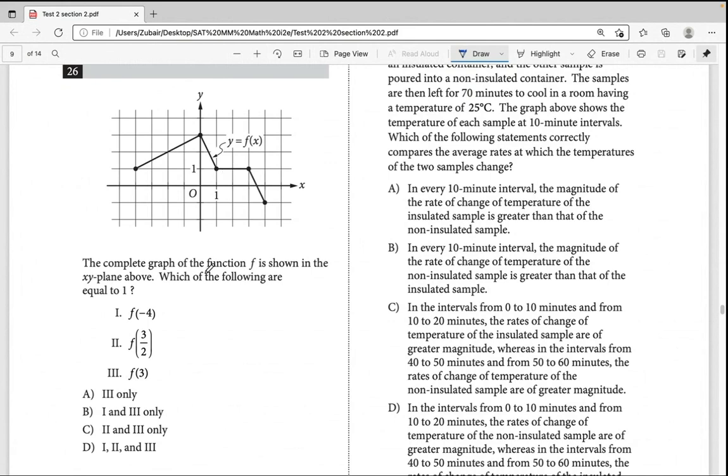The complete graph of the function f is shown in the xy plane above. Which of the following are equal to 1? F of minus 4 equal to 1. Yes. F of 1.5. Yes. F of 1, 2, 3. Yes.